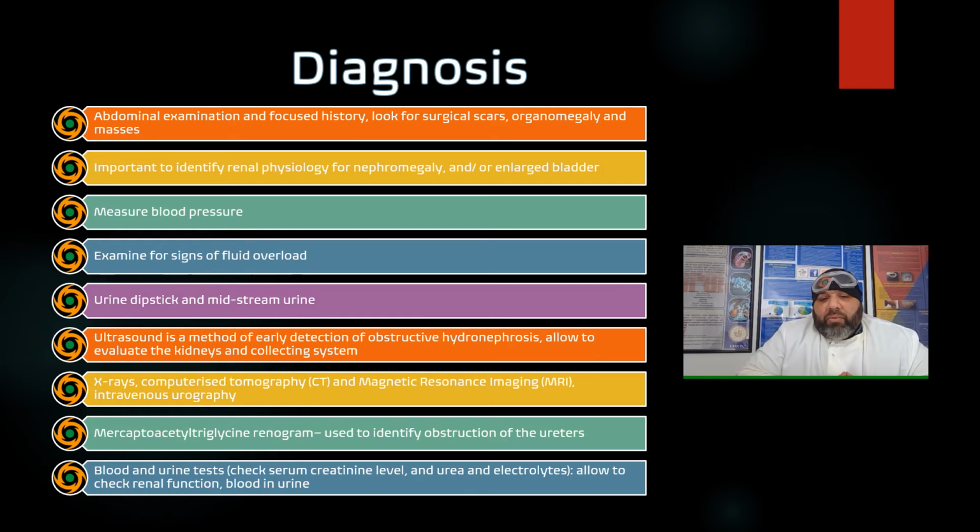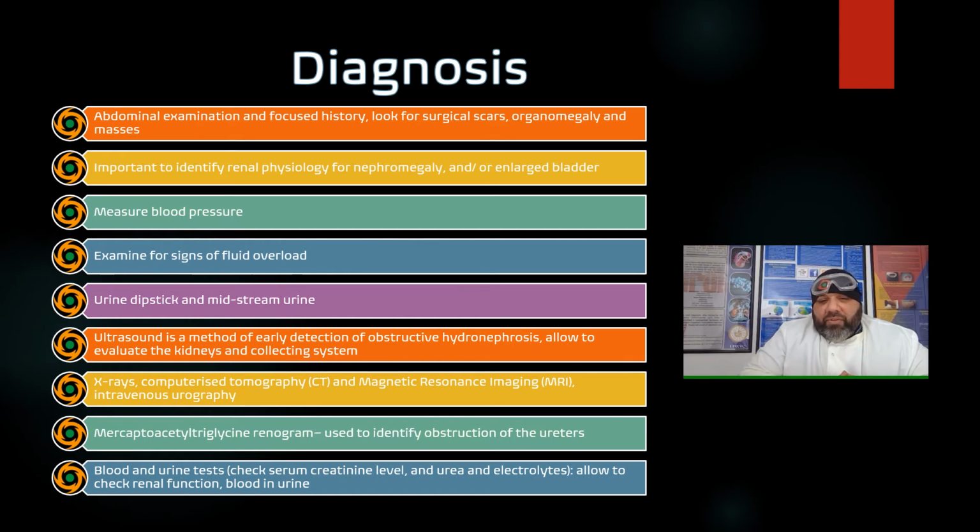Radiology also extends to computerized tomography or CT and magnetic resonance imaging or MRI, and intravenous urography can also be implemented and can be helpful. Renograms can be useful. Literature has highlighted that the mercaptoacetyl triglycerin renogram has been used to identify obstruction of the ureters.